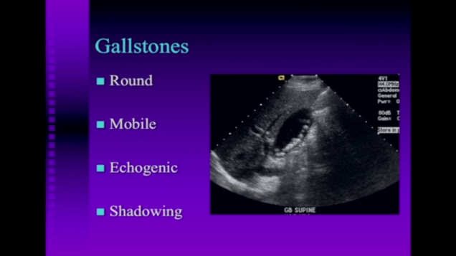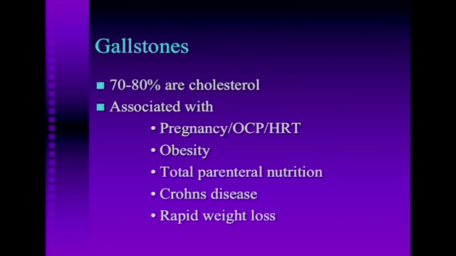In general, gallstones are round, they're mobile, they're echogenic, and they're shadowing. Up to 80% are cholesterol stones, and this is associated with many clinical situations such as pregnancy, oral contraceptives, hormone replacement therapy, obesity or TPN. Crohn's disease patients can have these, and also with rapid weight loss.